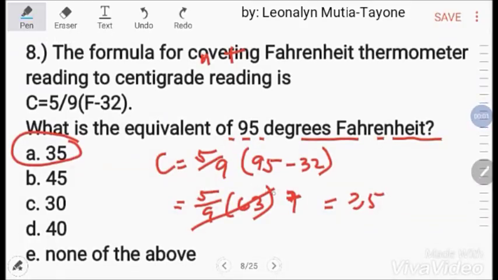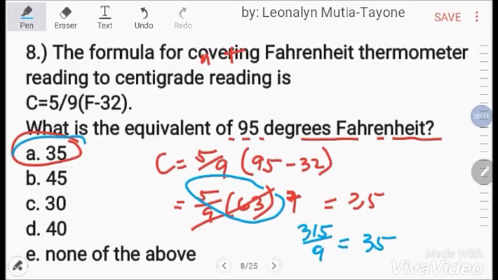Ano bang ginawa ko dito? Pwede namang i-direkta mo siyang i-multiply. Kaso, lalaki pa yung number mo, ganun din naman ang answer. So, 315 divided by 9, the answer is 35.